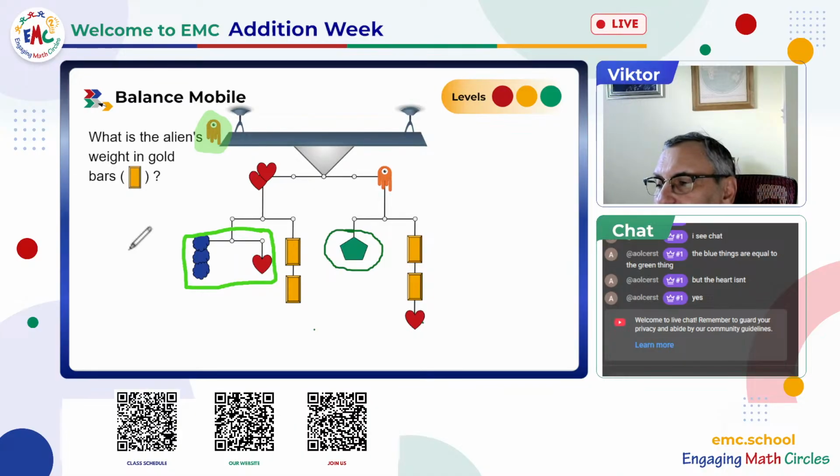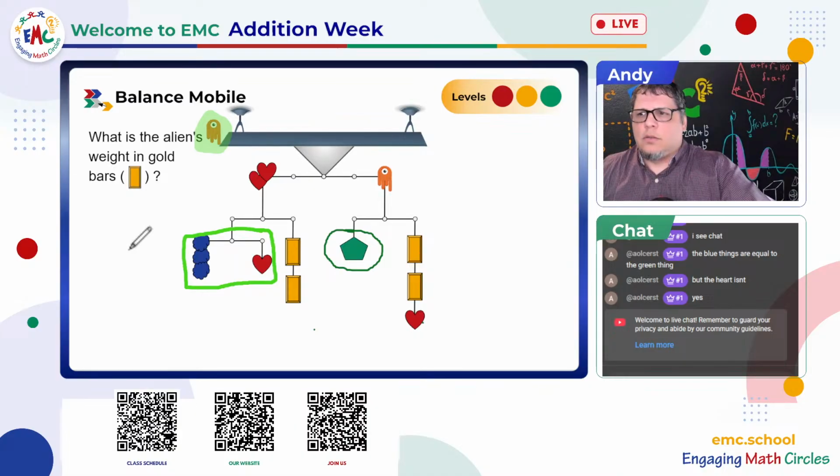Okay, I'm coming back in here. So basically, this pivot point says that these two sides are equal. So what can I replace these three clouds with? You can replace it with a heart. Yes, let's just replace that with a heart.